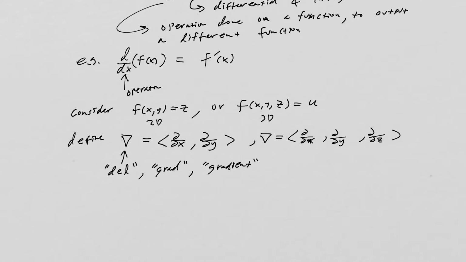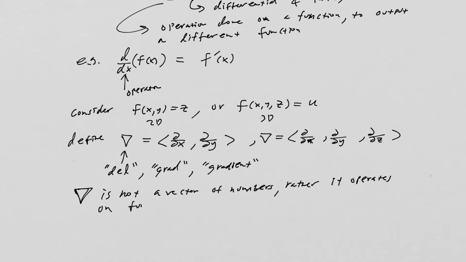All right, so the idea here is that grad is not a vector of numbers. Rather, it operates on functions and outputs a vector function of partial derivatives.